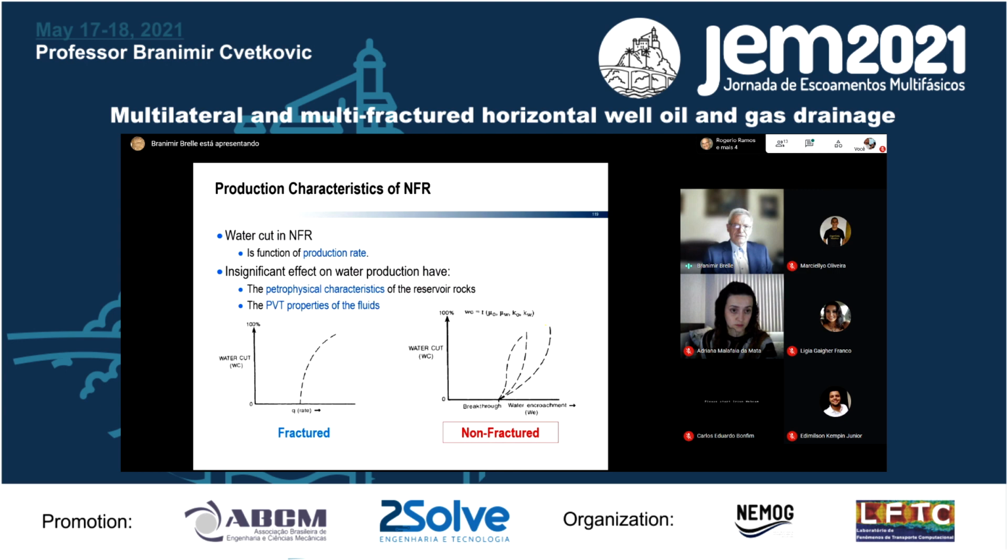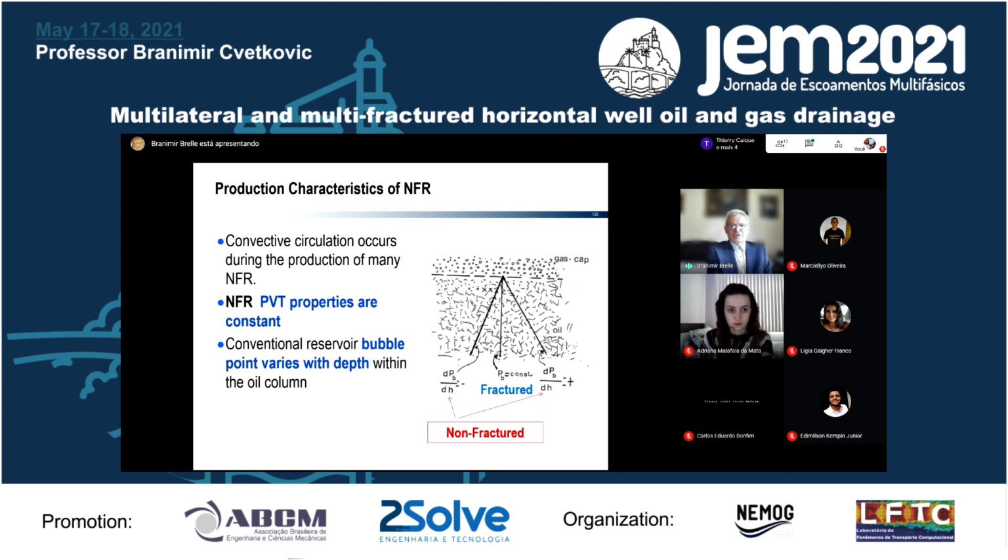And then a production characteristic of NFR is that water cut in NFR is a function of production rate. That is important. We don't have any effect on water production from the petrophysical characteristics of the system or the PVT properties of the fluid. So the only thing that is dominant is production rate.